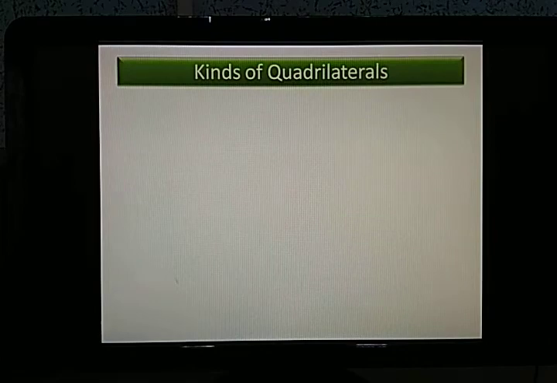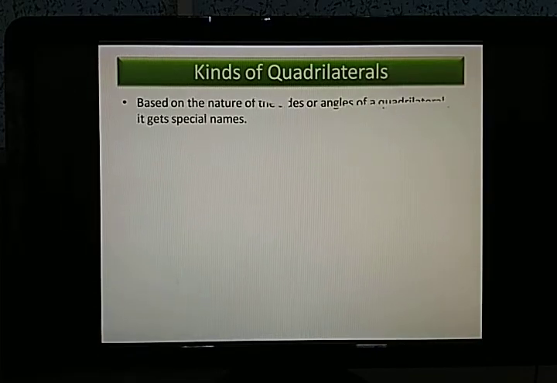Hello everyone. In today's class, we'll be discussing a new topic, that is kinds of quadrilateral. So what are the different kinds of quadrilateral, or you can say the different types of quadrilaterals? We'll be discussing about this. So let us begin. Based on the nature of the sides or angles of a quadrilateral, it gets special names.